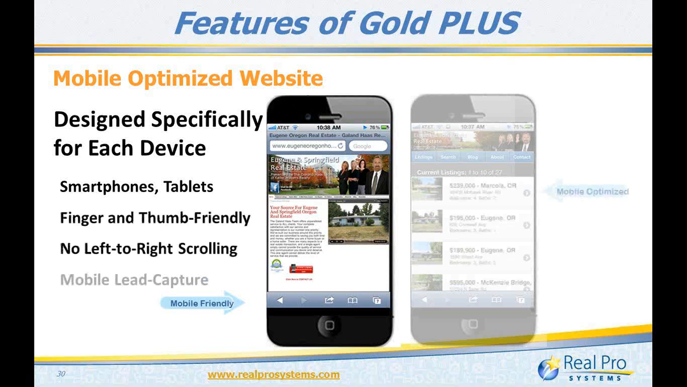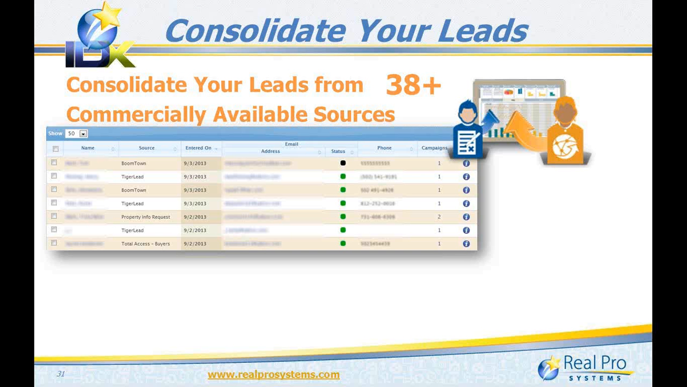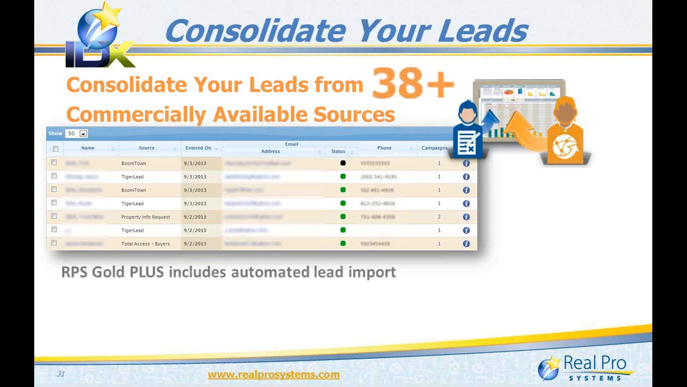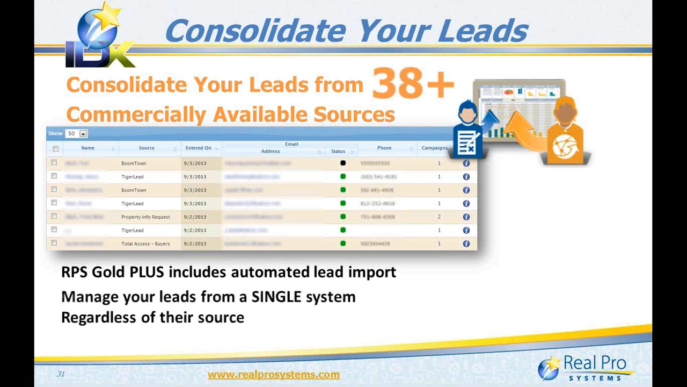So within Gold Plus, we also have tools that help you consolidate your leads from all of your different sources. Over 38 are supported, because we understand that most agents have a multitude of sources from which they gather leads, and Gold Plus automatically imports those for you and all in one place. And this happens automatically and is all included at no extra cost.